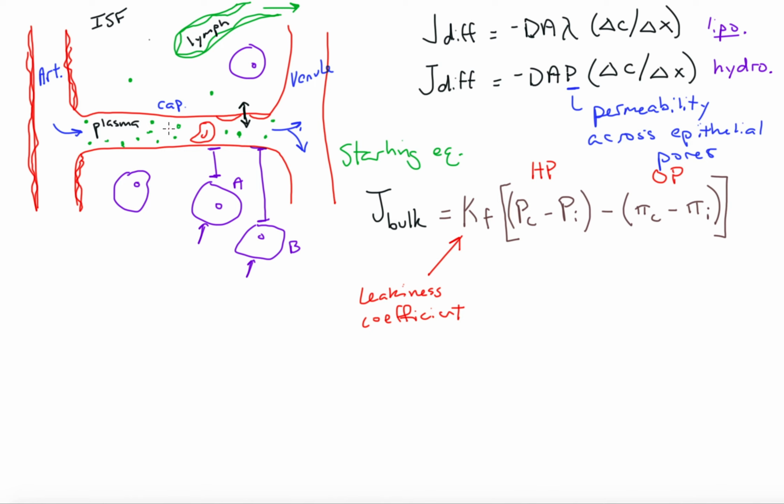So PC, let me clear some space over here. PC is the capillary hydrostatic pressure, and it would be pushing outward, right? It is a filtrative force. Let's put a little F under it here for filtration, right? It drives filtration always. PI would be the hydrostatic pressure of the interstitial fluid.